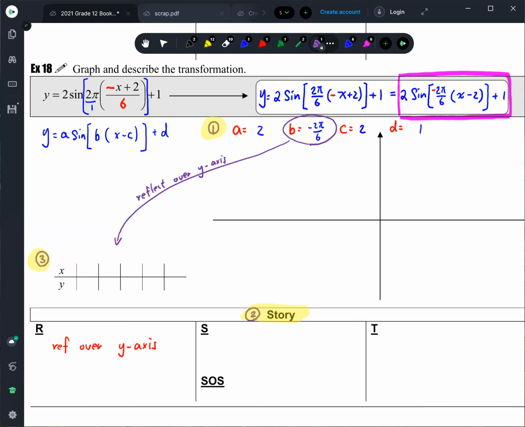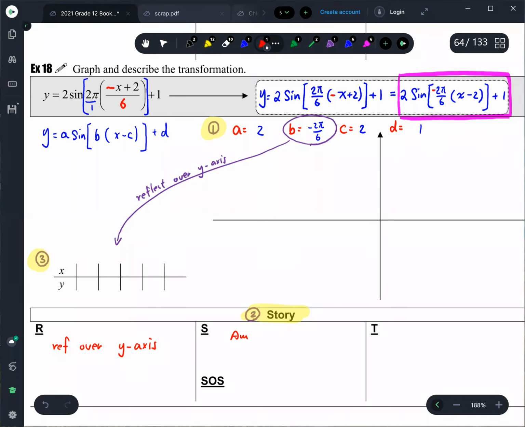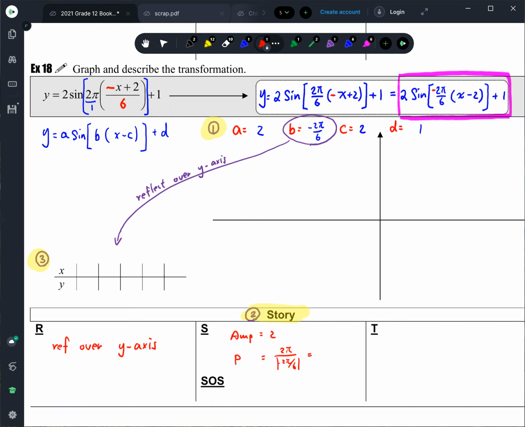Okay, Jenny, for the amplitude, 2, and period, 2 pi divided by, sorry, 2 pi over 6. Yeah, what would that equal? 16 pi over 2 pi.